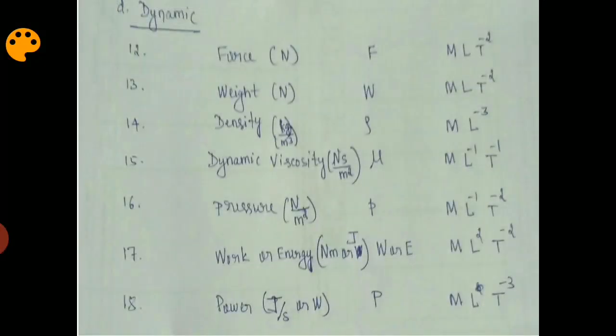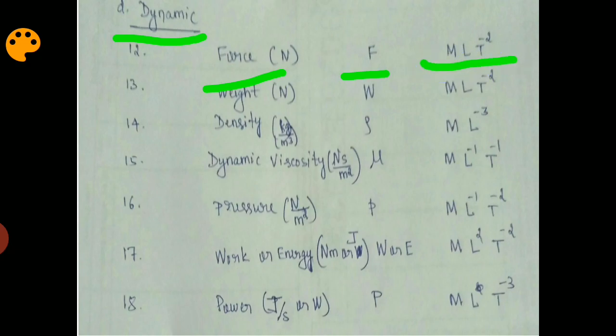Then in D we have dynamic quantities. So here force will come into the picture. It is the 12th one, force. All of us know the symbol is F. The dimension is important: it is M L T raised to minus 2. We'll see an example in the next class of how to get force in terms of fundamental dimensions and write it as M L T raised to minus 2.